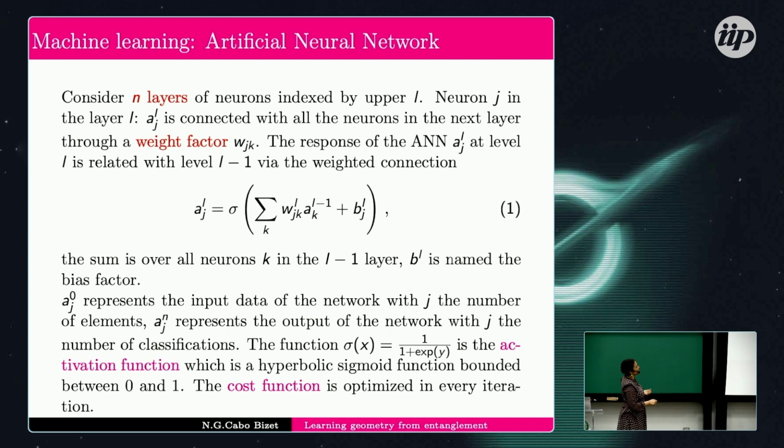And you have something that is called the weight factor. So the relation that you have is that the response of the network, let's say the neuron at the next level, is connected to the neurons in the previous level, okay? And you have these constants W and B, and what you are doing in every run is to optimize these constants. K goes through the number of layers, and B is called the bias factor. This is just a technical way of calling it. But okay, a^0 represents the input data, and a^N represents the output data.